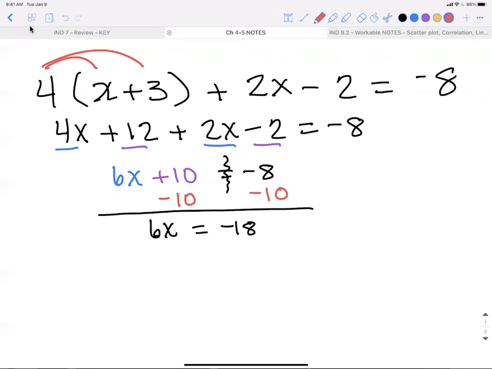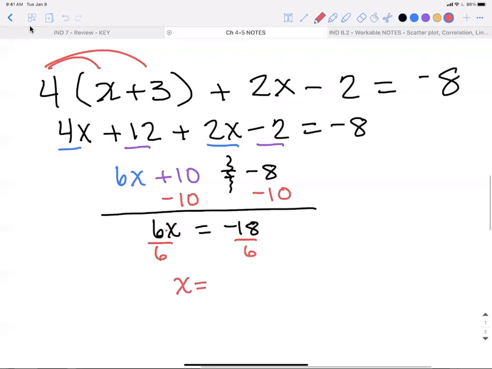Now your final bond to break is what, Logan? What's the final thing to do? Yeah, it's currently multiplication, so I'm going to divide a 6 off of both sides, and I get x equals negative 18 divided by positive 6 is negative 3.